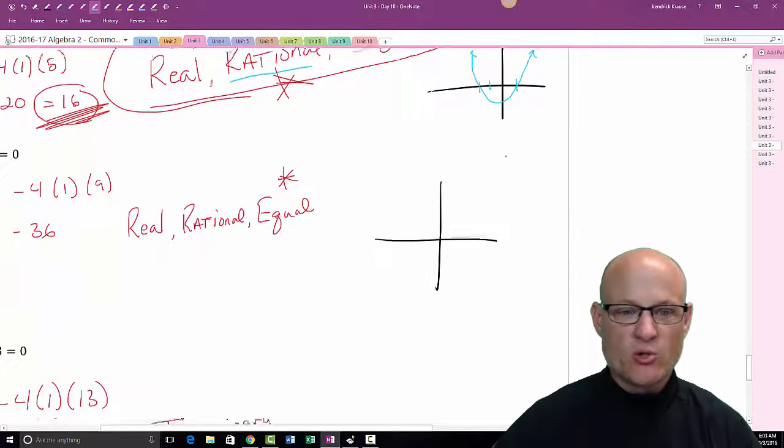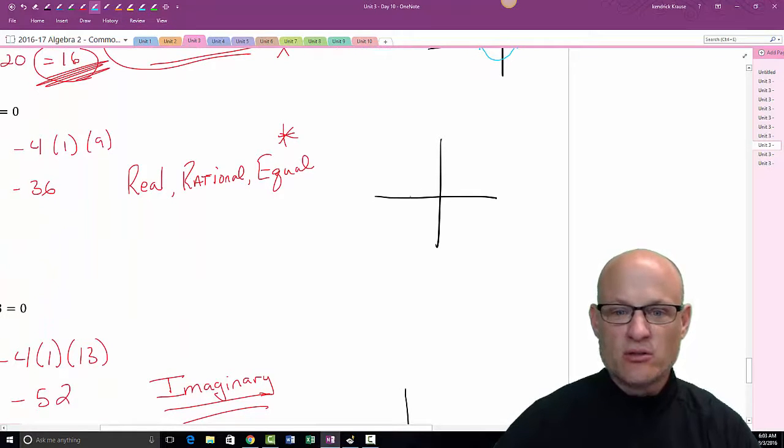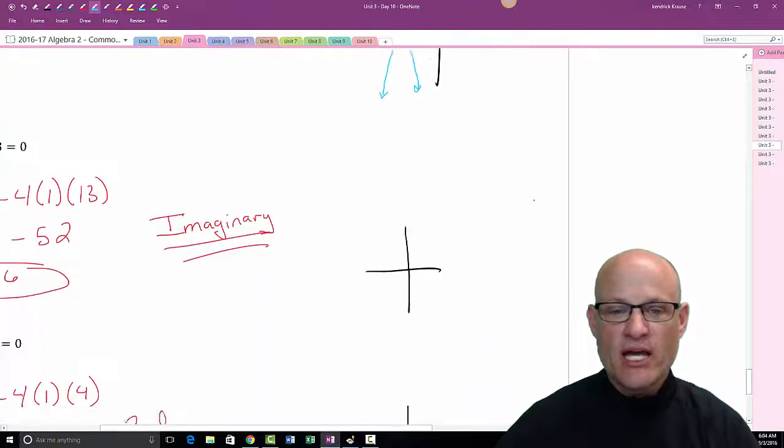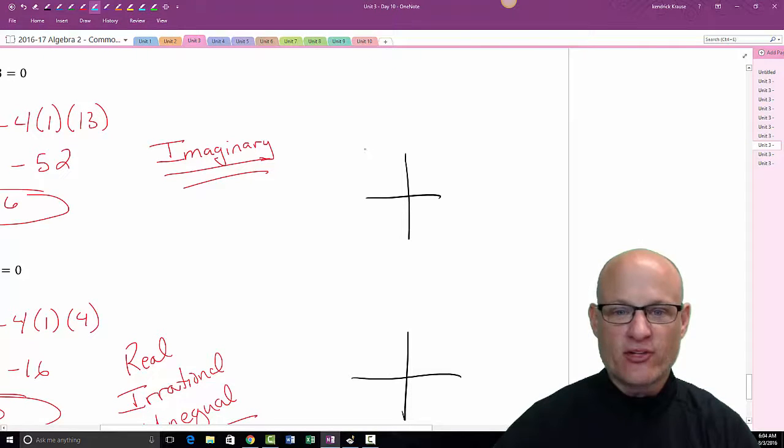If they are real, rational, and equal, it's going to be a bounce, maybe like this. It doesn't matter if it's going up, concave up, or concave down. It could be that one, or it could be over here, and it could be this one. The key factor is it only hits the x-axis once, and that way you know the discriminant is equal to 0.